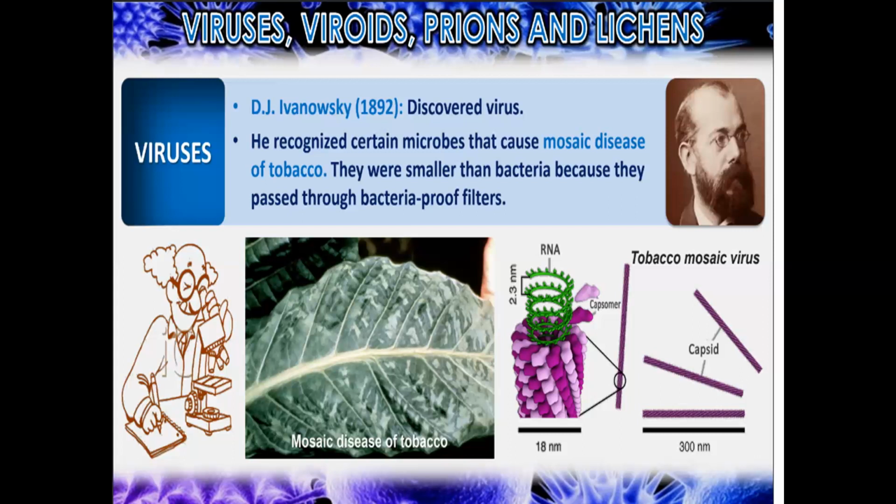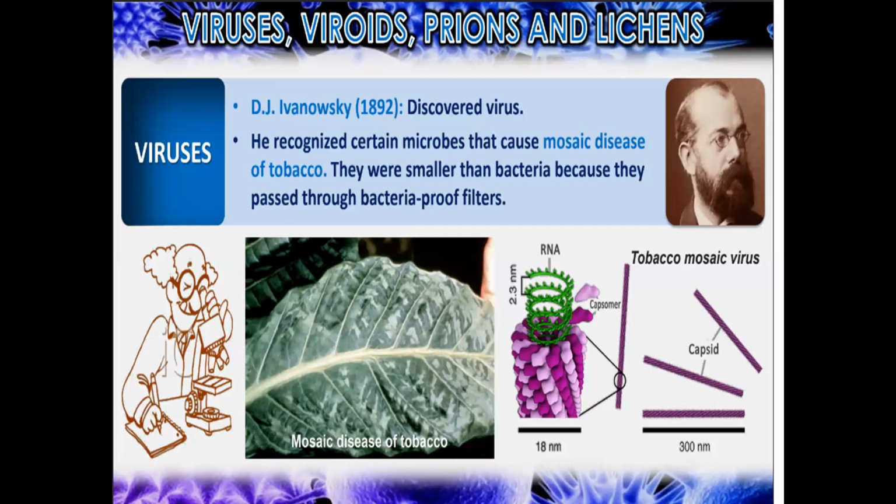Now, this genetic material can be either RNA or DNA. Some will have DNA as the genetic material, and some will have RNA. So this is the RNA and this is the protein coat. This is called capsomeres, which form the capsid. Capsid, you know, no? Structure.